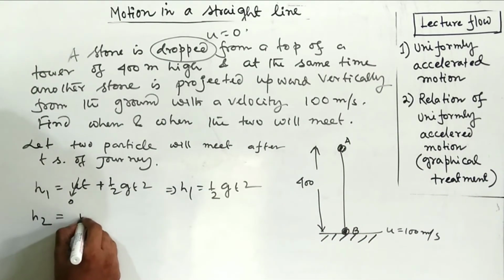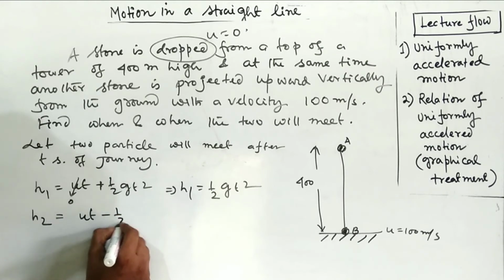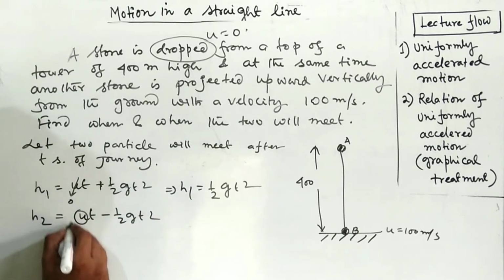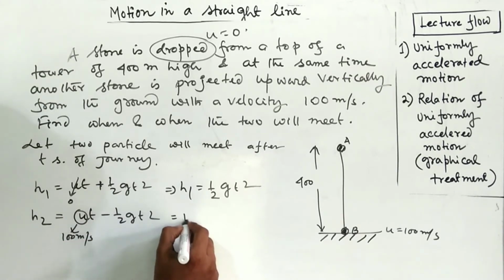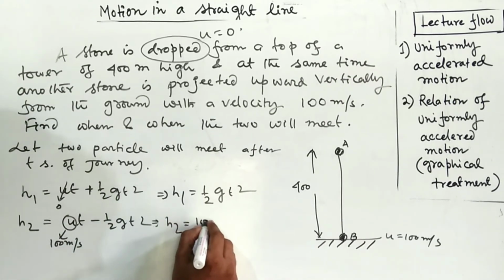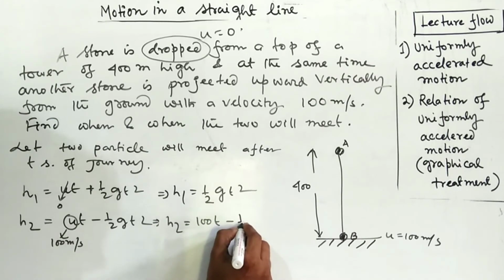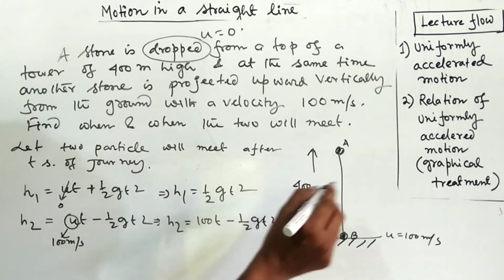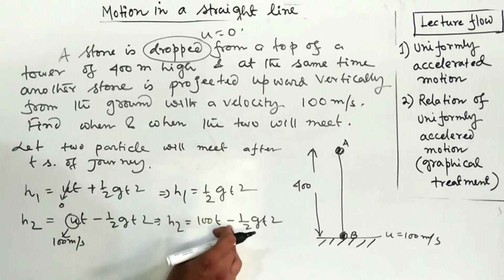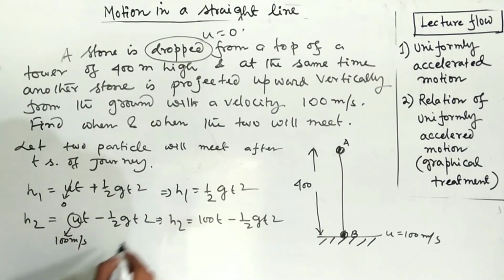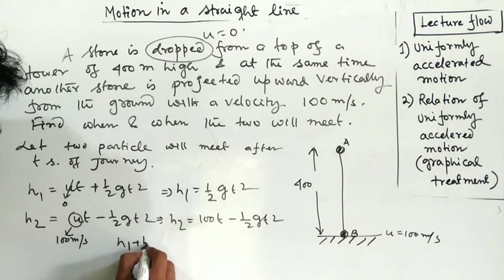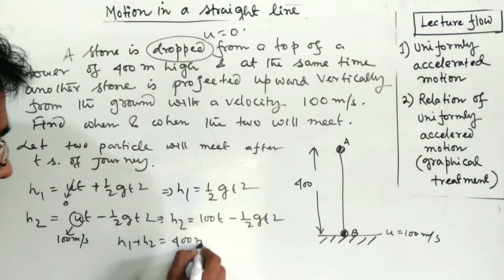So it will be UT minus half GT square. Here U is equal to 100 meter per second. So H2 will be equal to 100 into T minus half GT square, because the negative sign came here due to it going against gravity. So now according to the figure, H1 plus H2 will be equal to 400 meter.